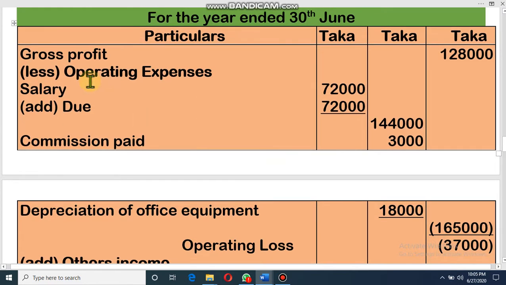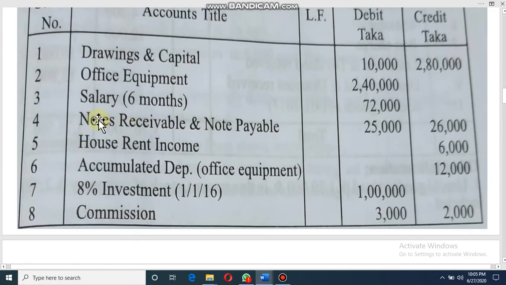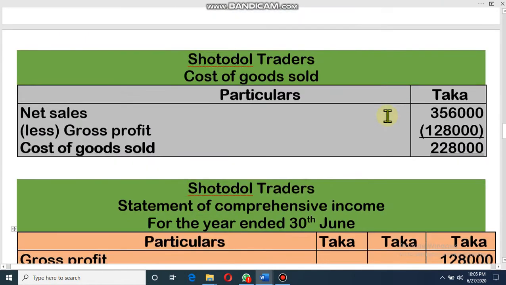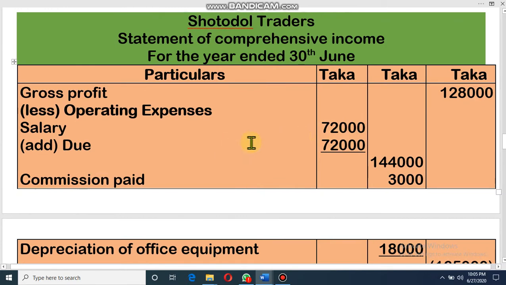So let's come to the math. Gross profit is given. Salary 72,000. Add due 72,000. Where do we get due? Look at the question. Salary for 6 months 72,000. You know that we are doing accounting for 1 year. So if it is for 6 months 72,000, that means for the next 6 months we have to pay another amount of 72,000. So total salary 72,000 plus due salary 72,000 equals 1,44,000.